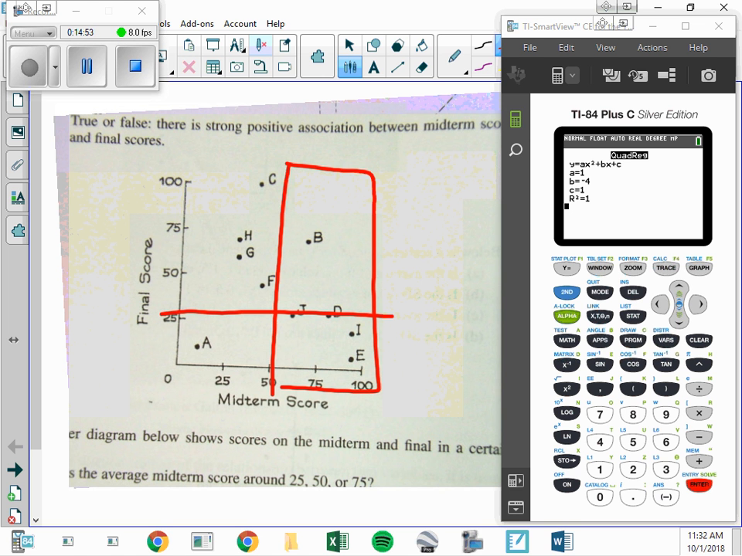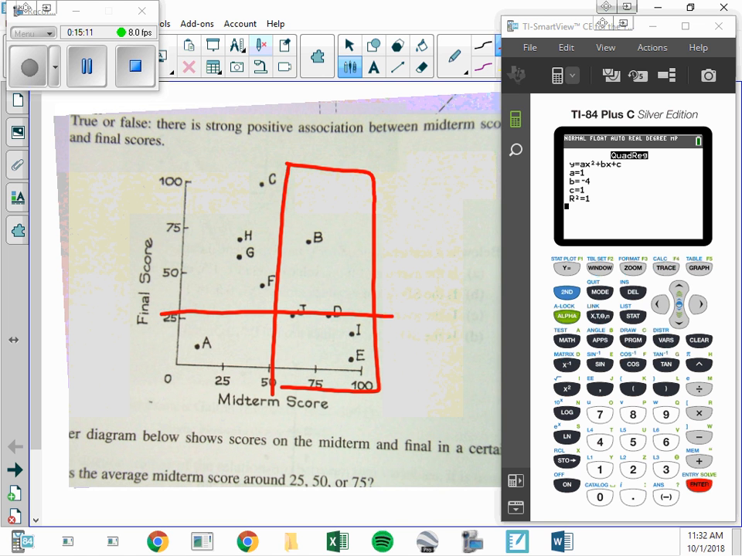F, true or false. On the whole, students who did well on the midterm also did well on the final. False. Right? The people who did well on the midterm did not do well on the final.